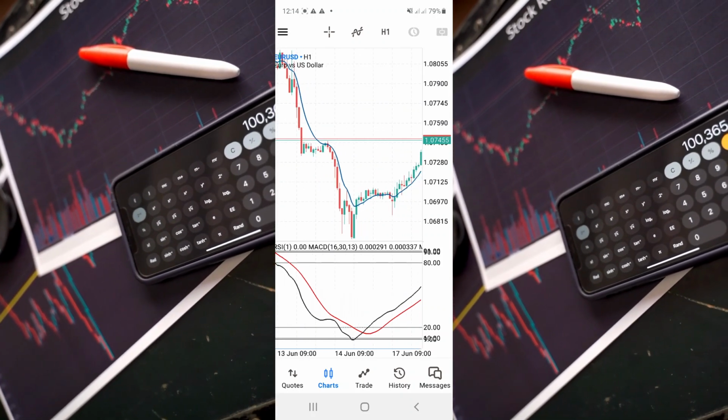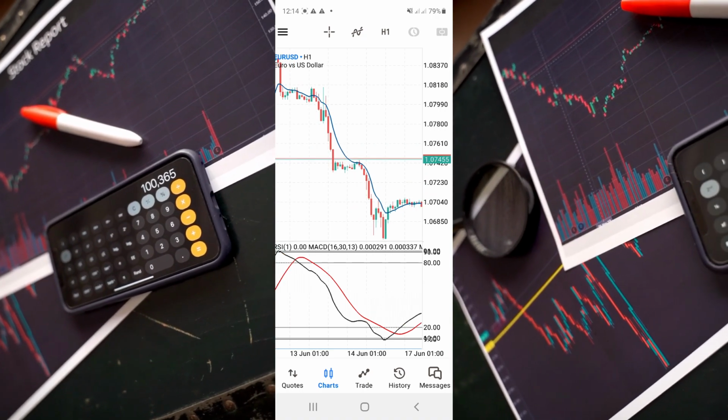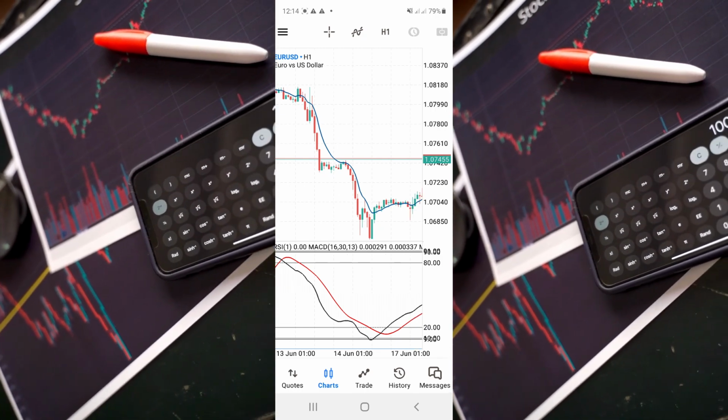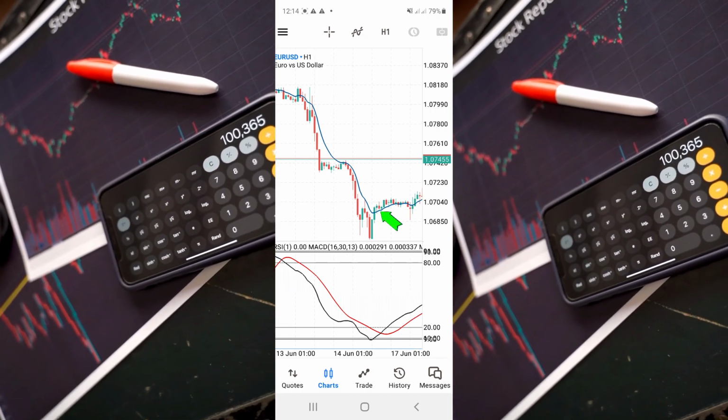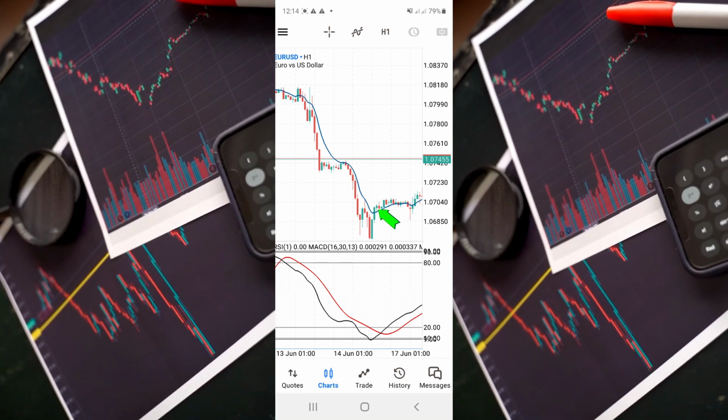Then the fourth condition is we wait for prices to close above the T line, which is the blue line on our main chart. As you can see right here, prices closed above the T line. So meaning all our 4 conditions have been met. But wait, we don't enter the trade right here.